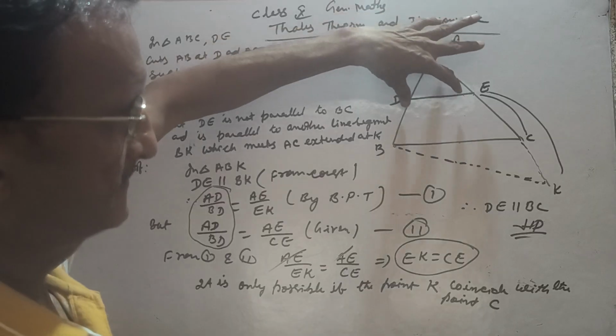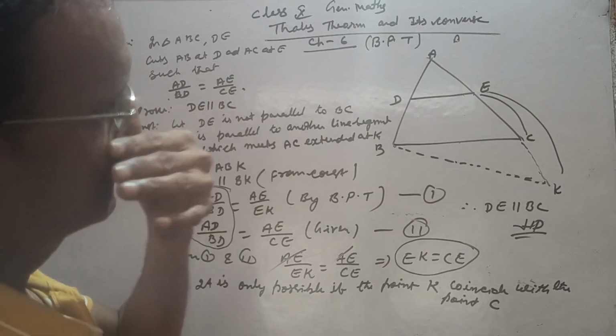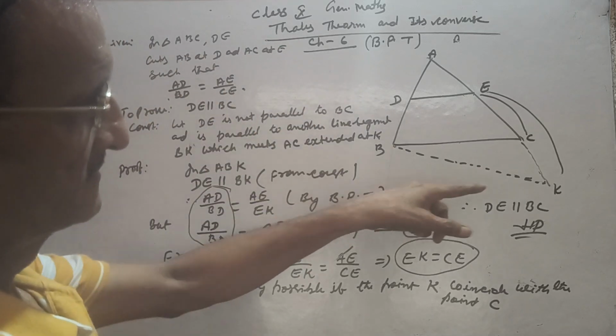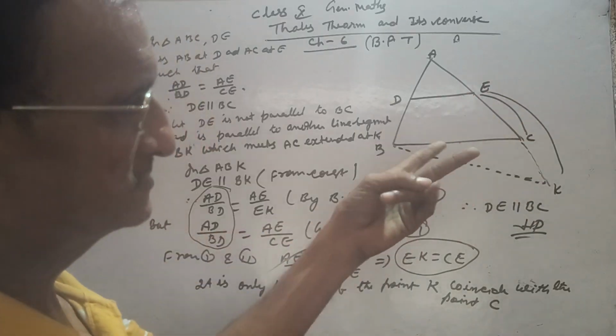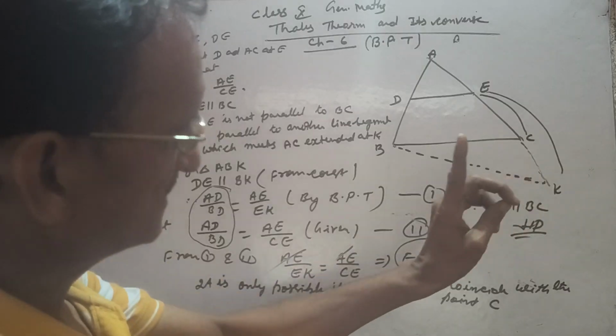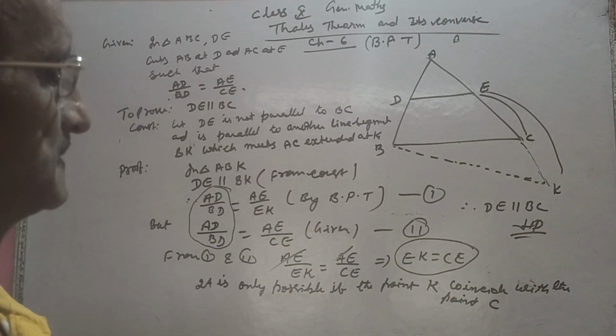We assume that DE is not parallel to BC and is parallel to another line segment BK, and after calculation with the given condition, we observe that K and C are not two different points, they are the same point. So BC and BK are the same line segment, that's why. I think that is clear? Okay.